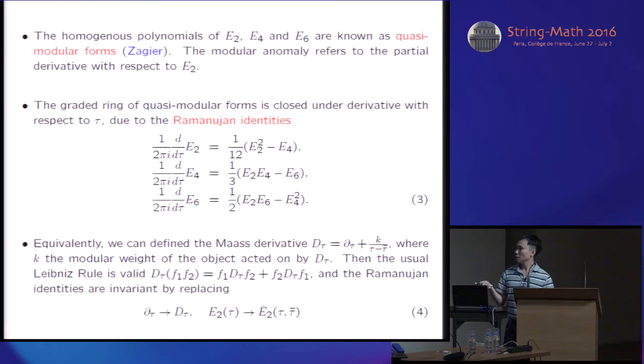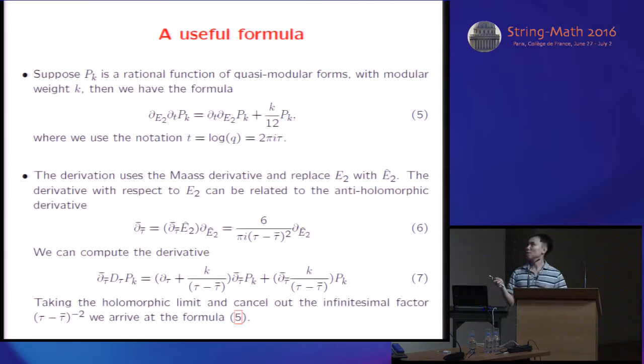And then you can check that these identities are invariant when you replace the ordinary derivative with this covariant derivative, and E2 with this E2 hat that I defined previously by adding an anti-holomorphic piece. Because of this isomorphism between the formulas for the ordinary derivative and the Maass derivative, for any formula, for example this identity, you can replace the derivative with the covariant derivative and E2 with E2 hat, and it is still a correct formula. So using this isomorphism, we can derive some useful formulas.